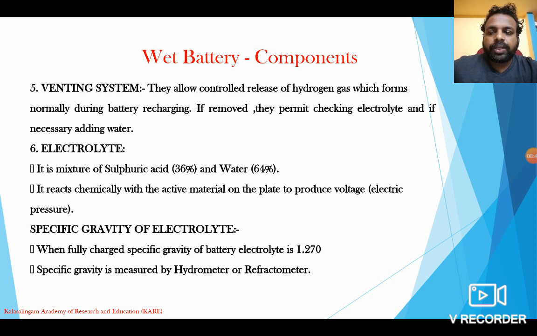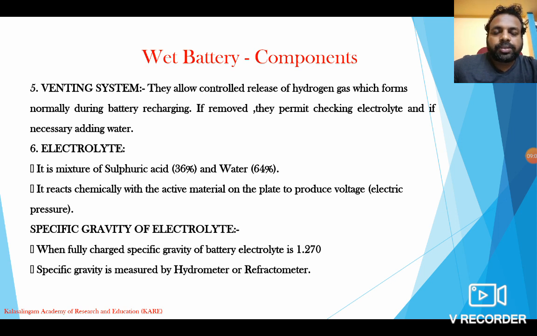And then, in addition to that, we have the ventilation system. It is available in the wet battery system. During discharge as well as charging, the battery emits hydrogen gas. We need to keep removing gas from the battery, so we provide a ventilation system in the battery.